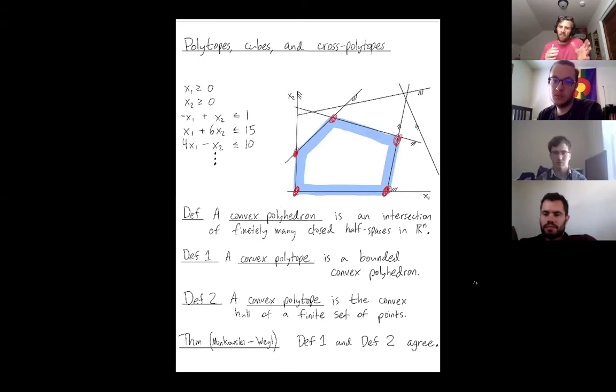I'm drawing my pictures in the plane, but you have analogs of all this in 3D and 4D. So in 3D, if I wanted to take the convex hull of a set of points in 3D, I would surround them with a rubber balloon, and then I would let the rubber balloon snap.